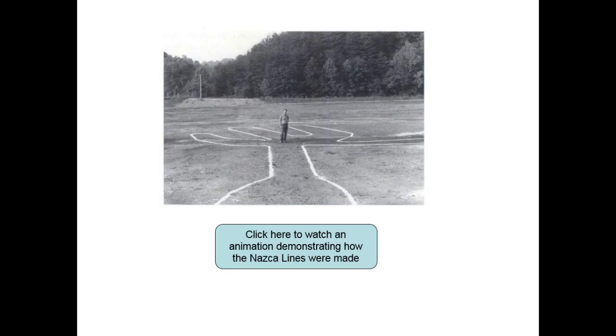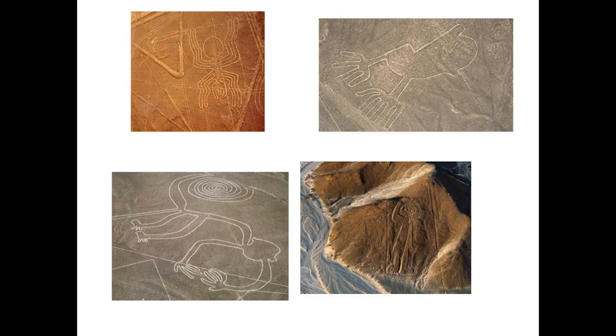But let's take a look at some of the other shapes that you would see if we were to go and fly over the Nazca Valley. All right, so it wasn't until people began to fly in airplanes that they realized that these Nazca lines that crisscross all over the plain are actually much more elaborate than initially realized.